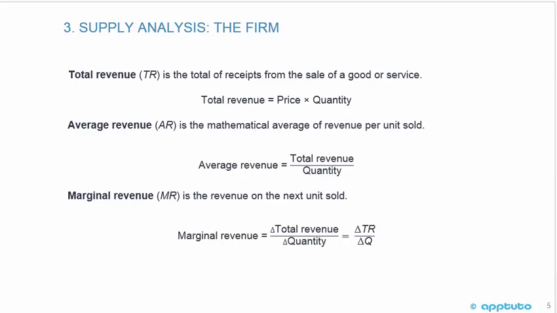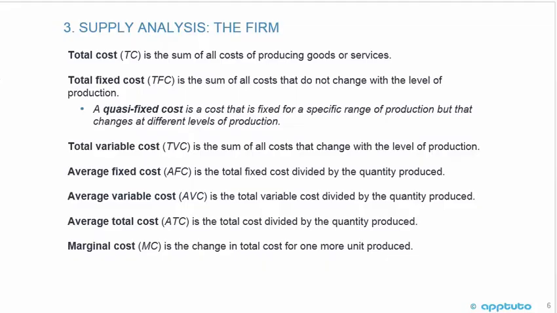Well, the change in total revenue was 5 and the change in quantity was 1. So we know our marginal revenue would be 5 in that case. Again, just quickly reviewing that summary of the table.